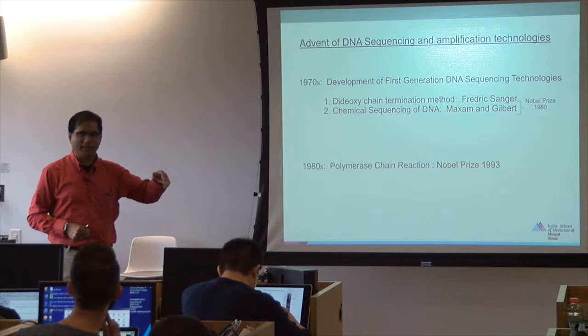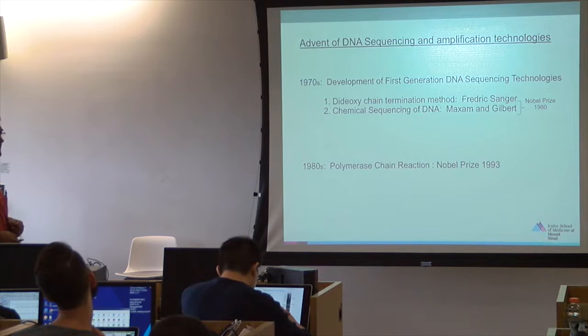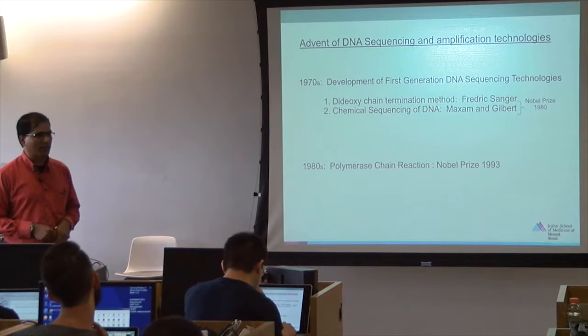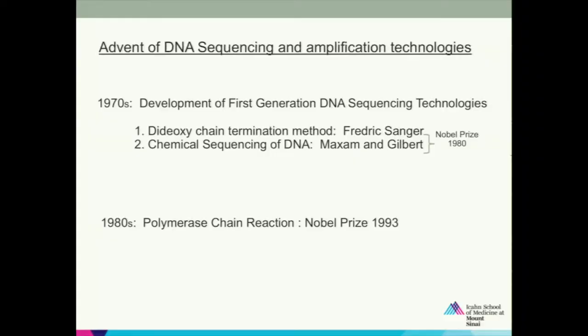Now, in the 1970s, another tool, sequencing of DNA, and then amplification of DNA, was developed. Both these technologies won Nobel Prizes because of the impact they had on the advancement of scientific research in general. So, apart from all these technologies, even simple sequencing of DNA can be a powerful technique. What can it do?